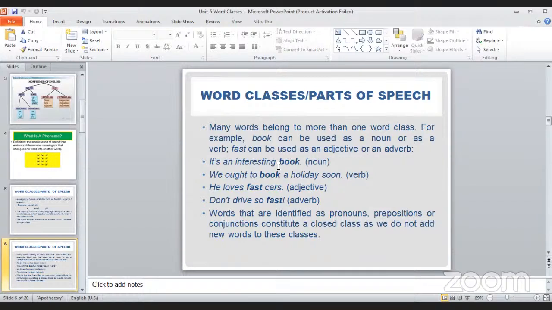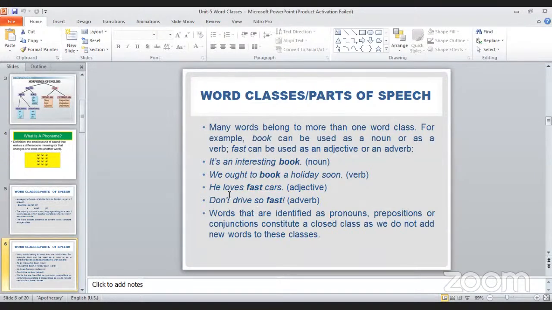It is an interesting book. So the book here plays the part of a noun. We ought to book a holiday soon. So here the noun is doing an activity. What is the activity? He is booking a holiday. So here book comes as a verb.